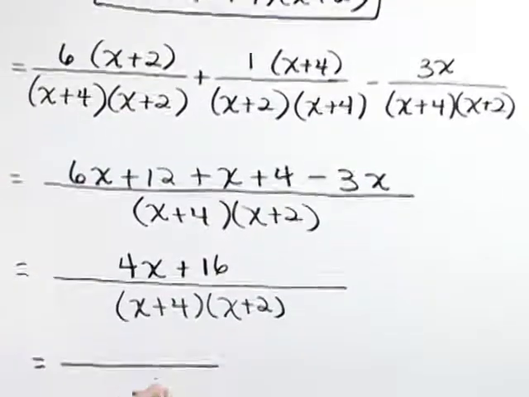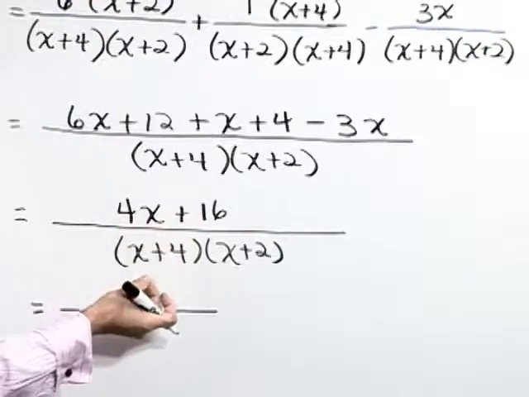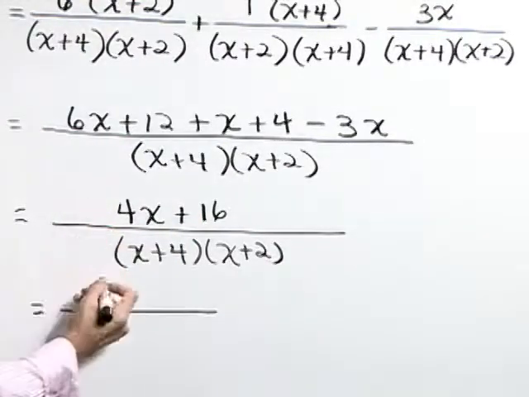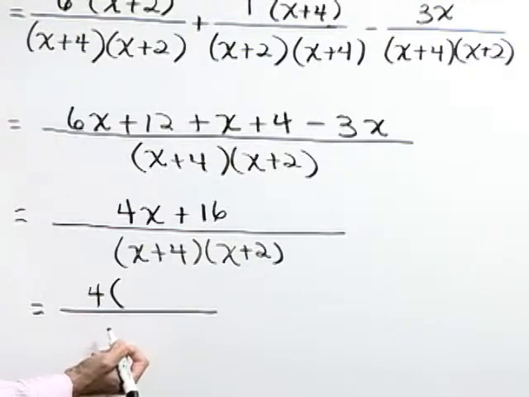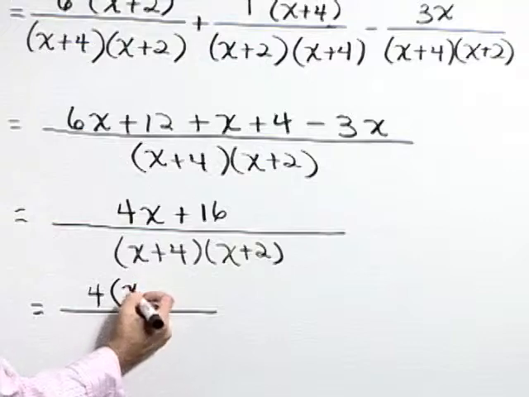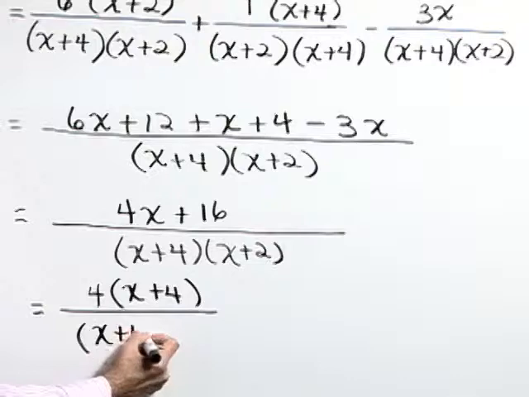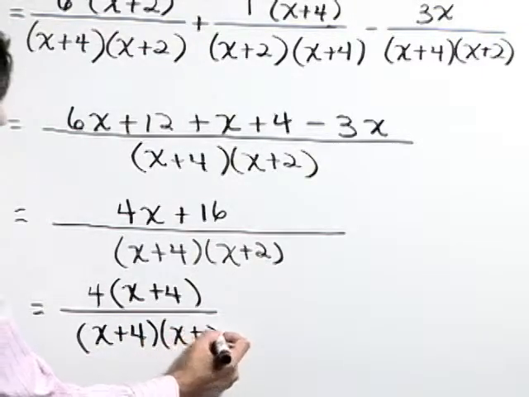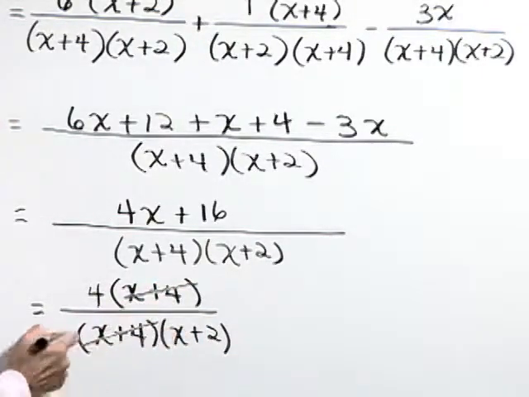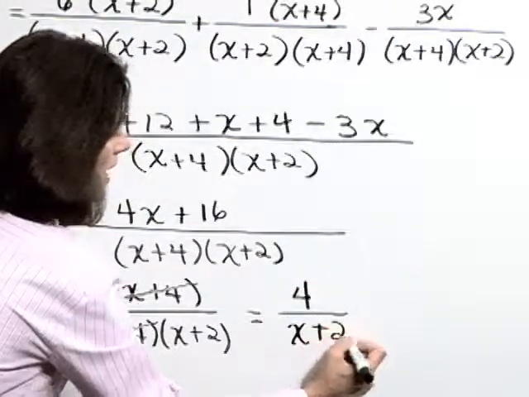Now as the last step, let's see if this is in its simplest form, or if we can cancel out any common factors. This numerator is actually going to factor. Pull out that greatest common factor of 4, and let's rewrite it as 4 times the quantity x plus 4 over our denominator, x plus 4 times x plus 2. Let's cancel our common factor, the x plus 4s, and write this answer then in reduced form as 4 over x plus 2.